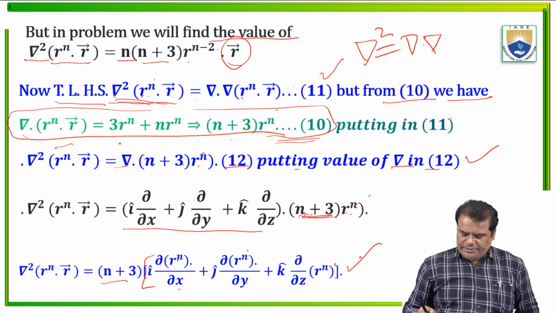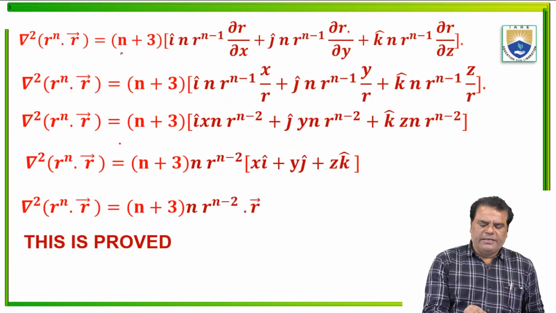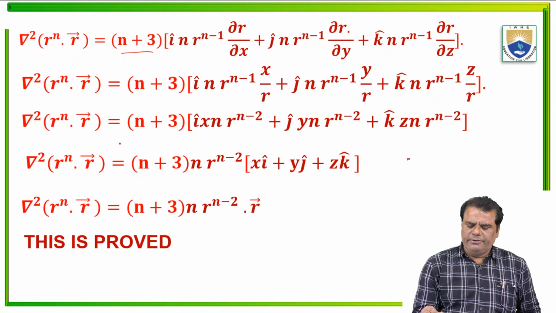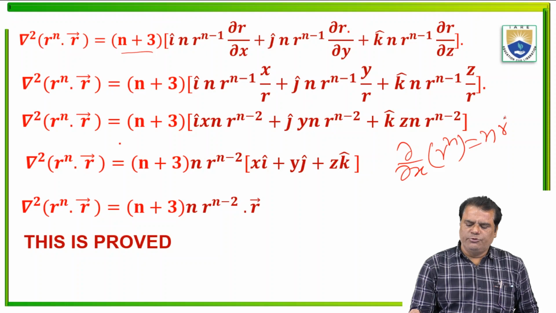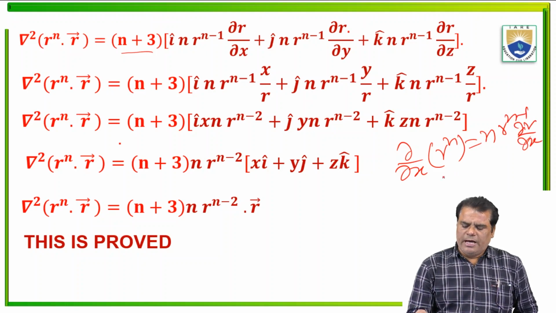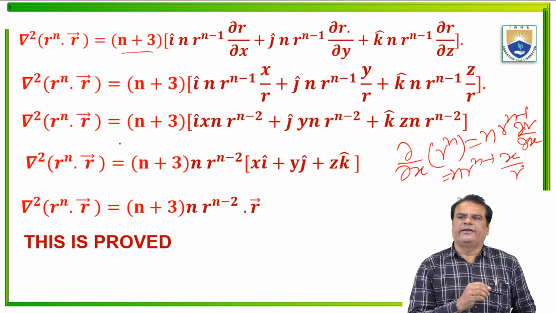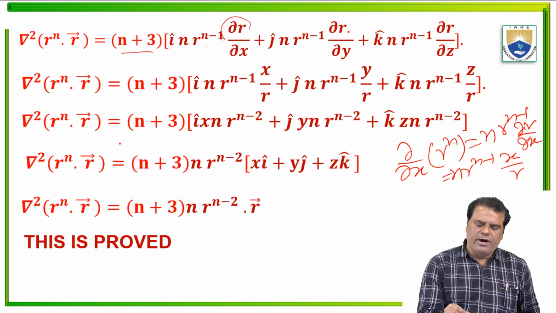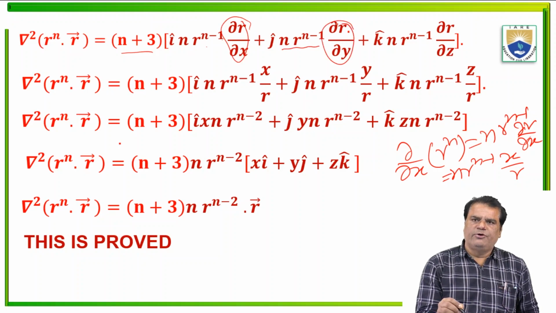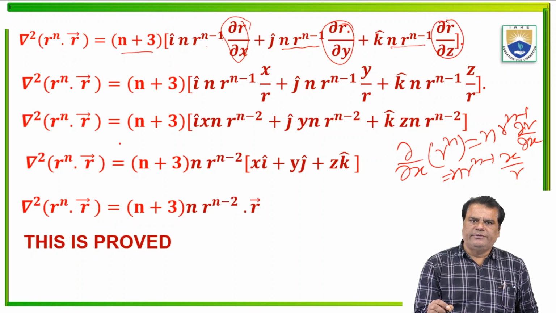Now differentiating this, n plus 3 is common. Differentiating dou over dou x of r to the power n gives n r to the power n minus 1 into dou r over dou x. So this value I am putting here: i n r to the power n minus 1 dou r over dou x plus j n r to the power n minus 1 dou r over dou y plus k n r to the power n minus 1 dou r over dou z.